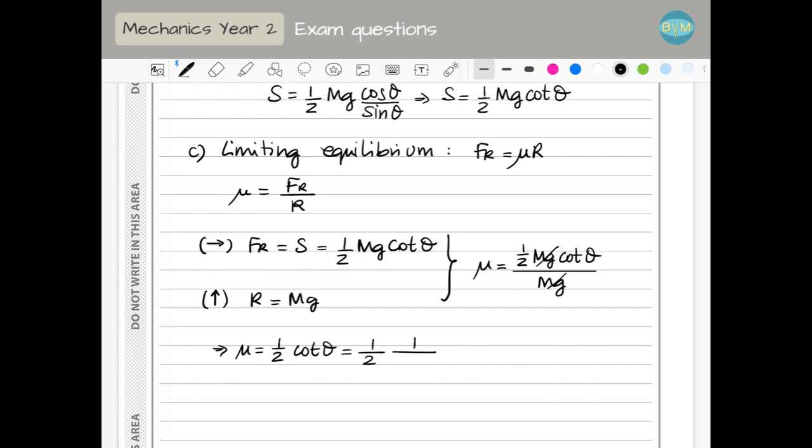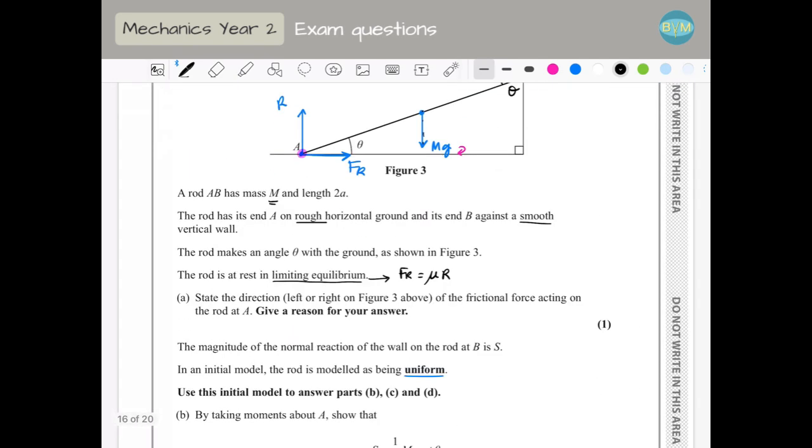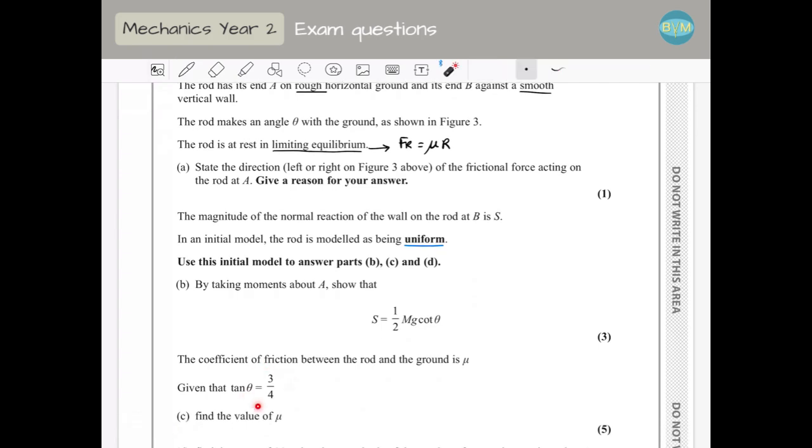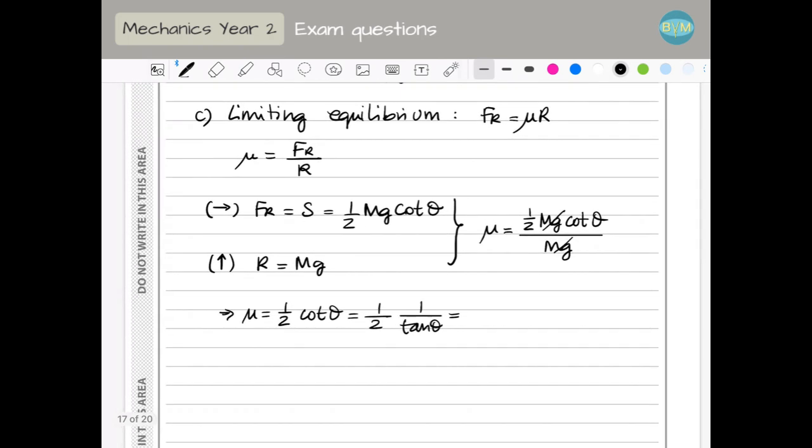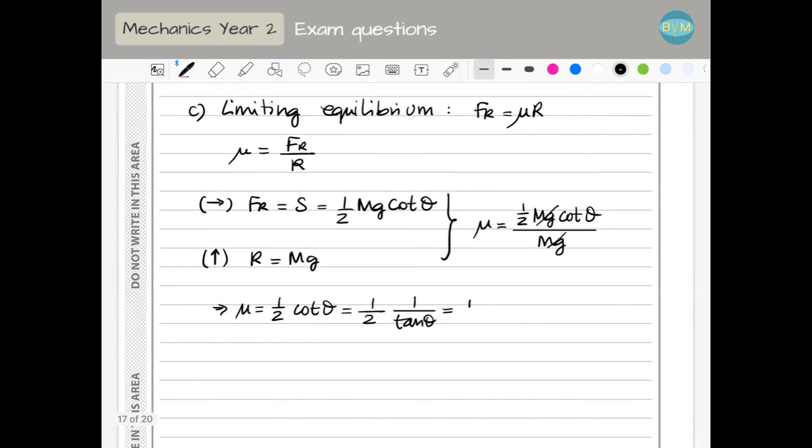Cot theta is the reciprocal of tan, and we know the value of tan. The value of tan was 3/4. So cot is going to be 4/3. So I have 1/2 multiplied by 4/3. So my coefficient of friction is 2/3. Yeah, that's mu.